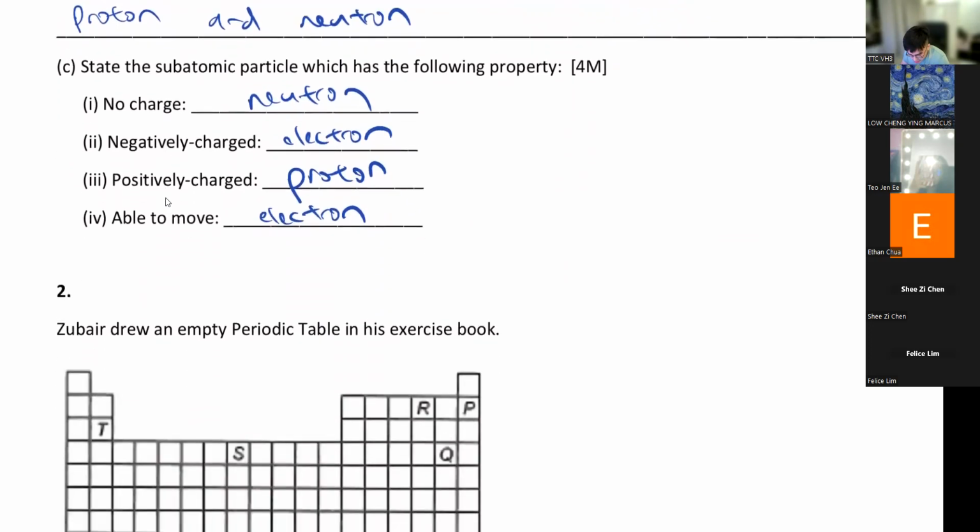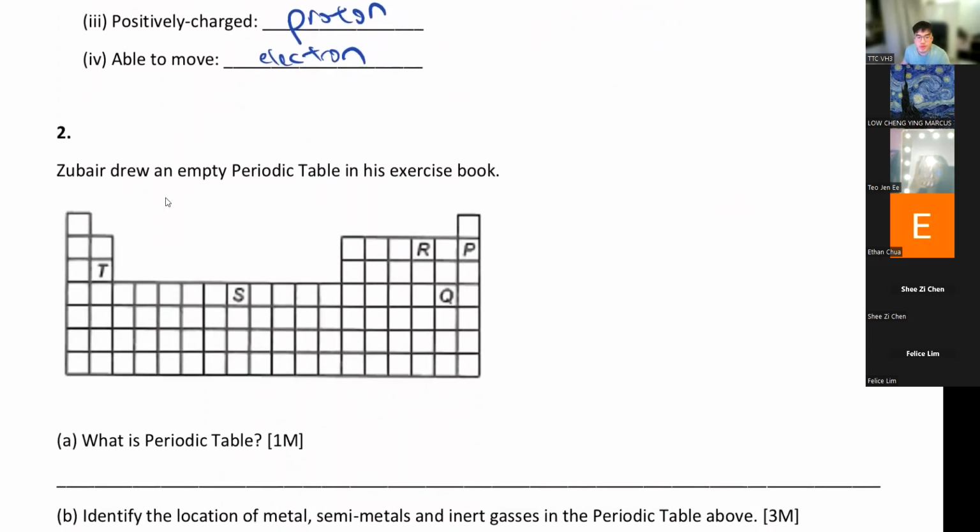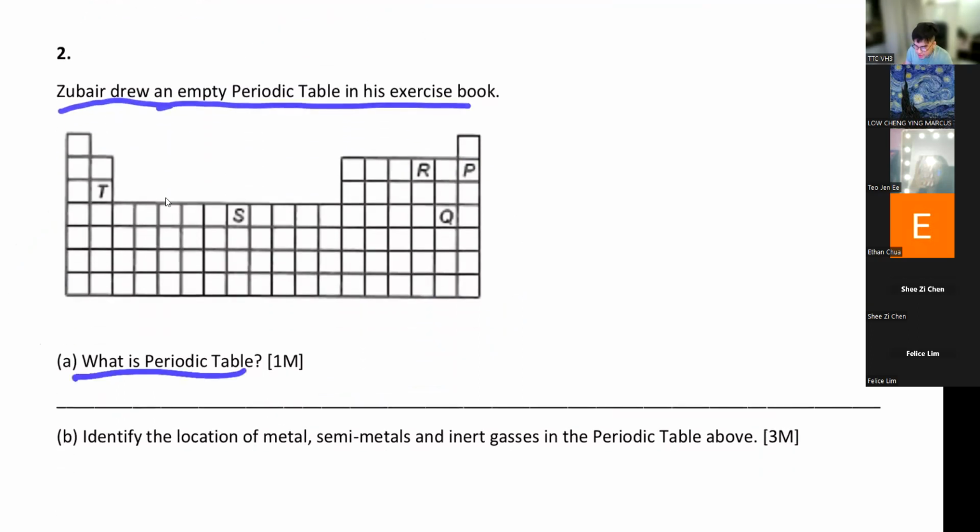Okay, so next, number 2. So you'll be seeing questions like this a lot in the exam, right? They will give you a periodic table and then they will ask you things like that. Right, so Zubair drew an empty periodic table in his exercise book. What is a periodic table?